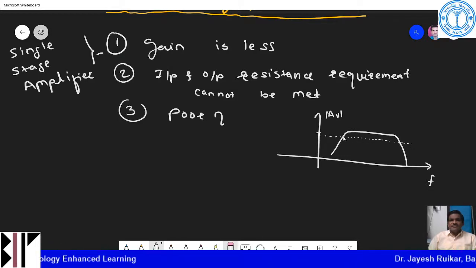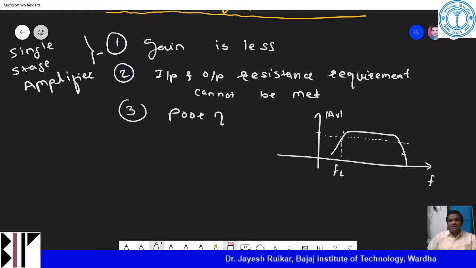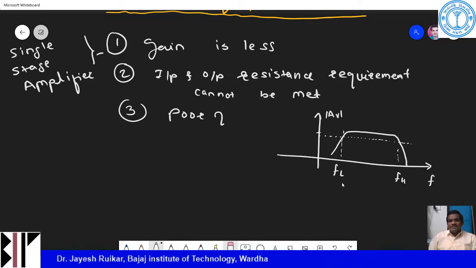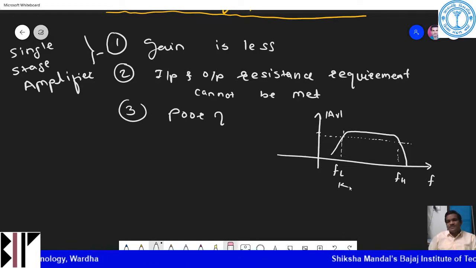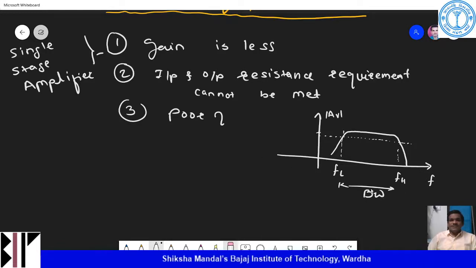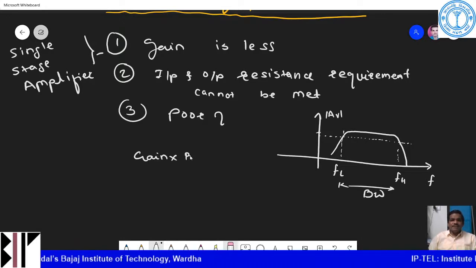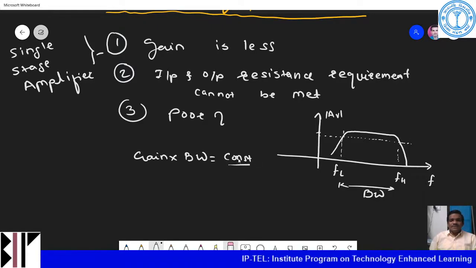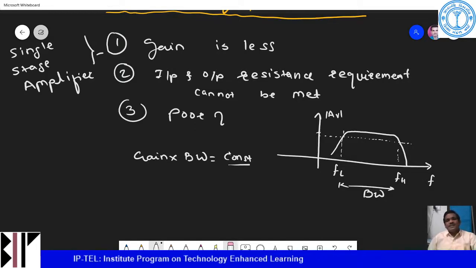This frequency is called FL, or low frequency, and this frequency is my FH, that is high frequency. And we can say that the bandwidth is nothing but FH minus FL. In the single stage amplifier, gain multiplied by bandwidth is nothing but a constant value, whereas in the multi-stage amplifier, the gain increases.